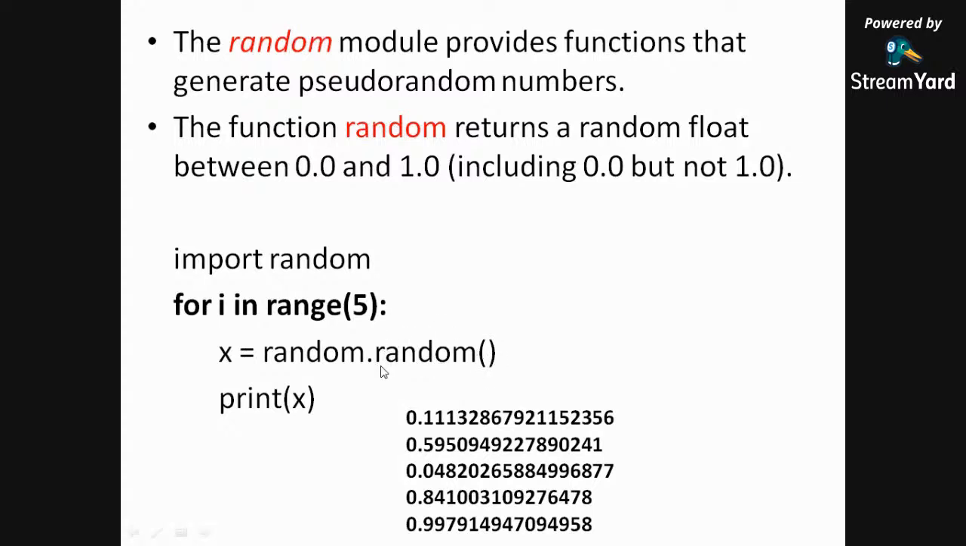This function generates a random number, and if you print x, these are the 5 random numbers generated. Different people get different random numbers, so the output for this piece of code is not the same for everyone, please remember. Even if you execute it two times you won't get the same output.